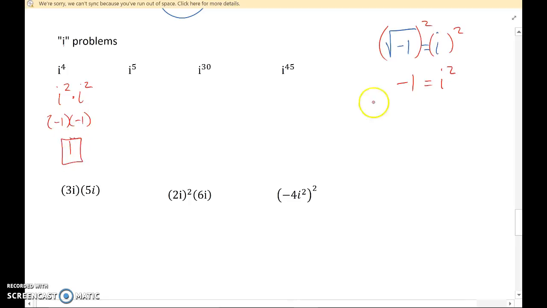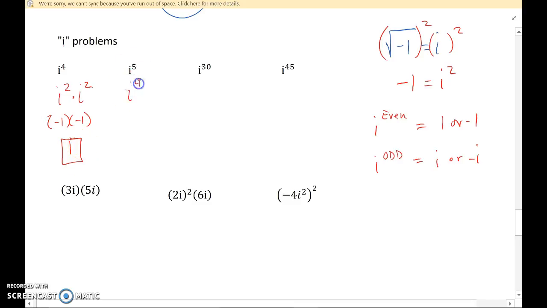Now, a rule of thumb that would come from doing a lot of these problems is that if you have i to an even exponent, your answer is going to be 1 or -1. And if you have i to an odd exponent, your answer will be i or -i. So right off the bat with i to the fourth, I knew the answer would be 1 or -1. I just had to work it out the rest of the way to figure out if it was 1 or -1.